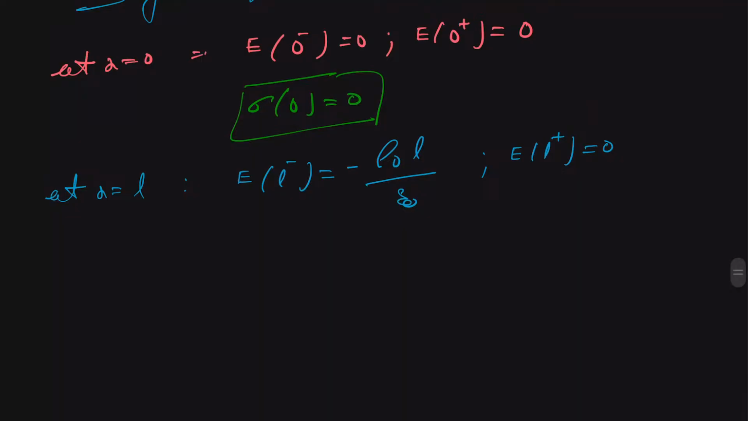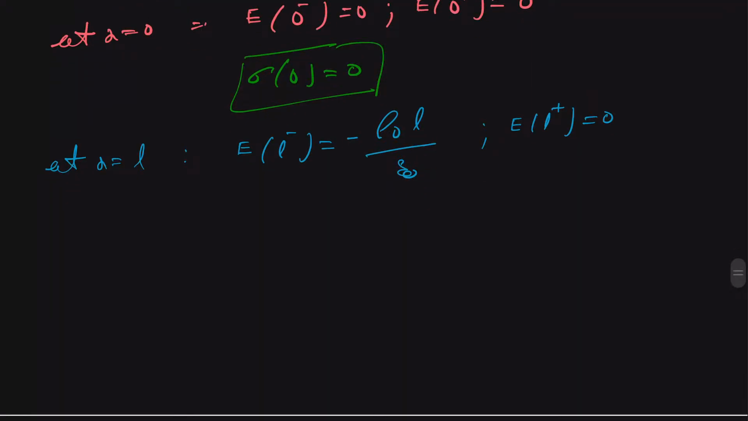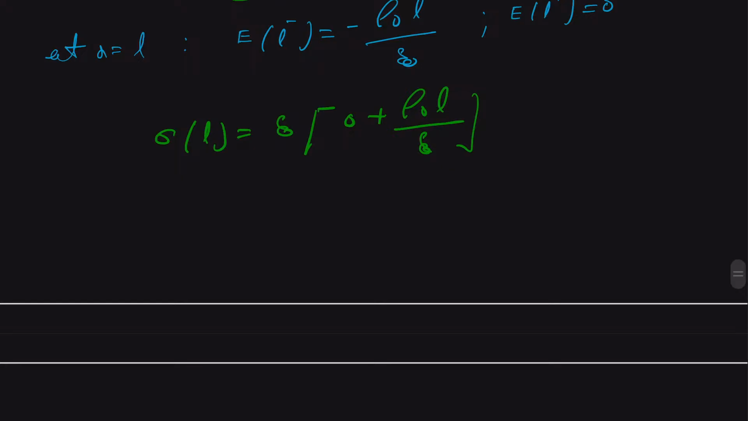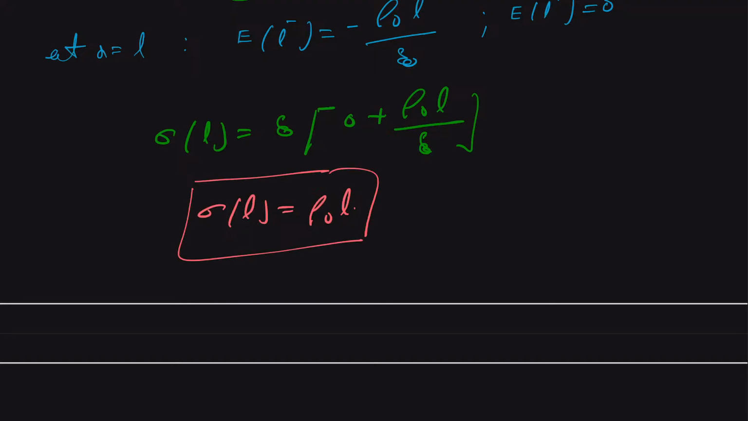Similarly, we can say that our surface charge at the boundary L will be equal to epsilon naught times the difference between the two, rho naught L upon epsilon naught. So from here we get rho L is equal to rho naught times L. Okay. So this was the important part for our boundary condition. And next question.